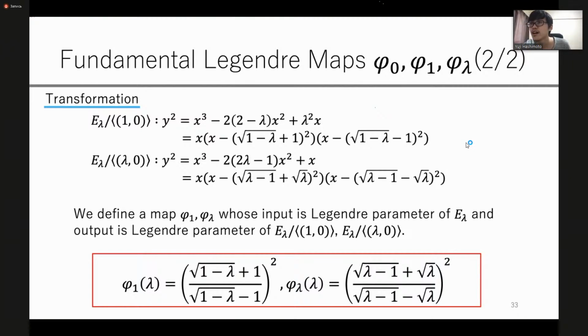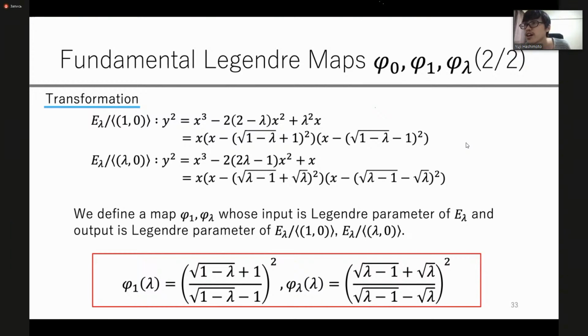In the same way, I defined the fundamental Legendre map phi 0 and phi lambda. E lambda over 1, 0 is expressed as follows. Therefore, the Legendre parameter E lambda over 1, 0 is the square root of 1 minus lambda plus 1 over square root of 1 minus lambda minus 1 squared.